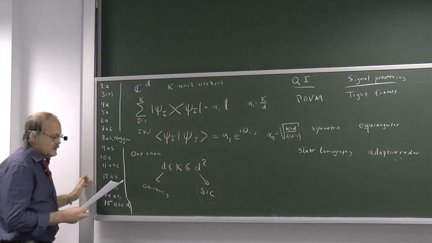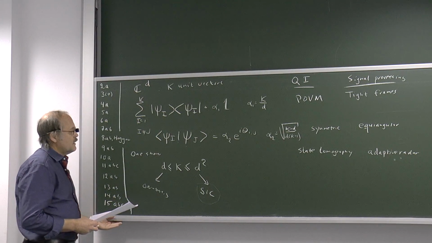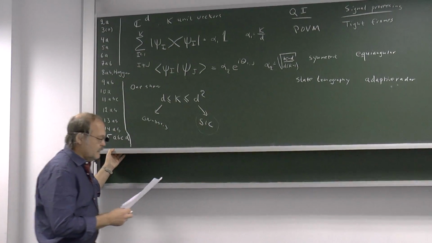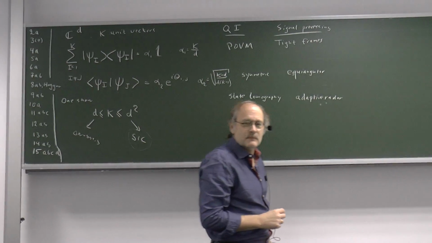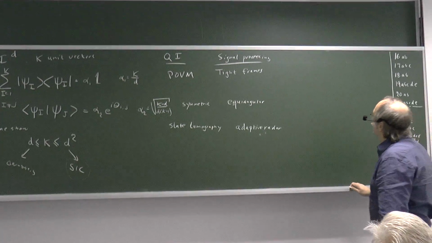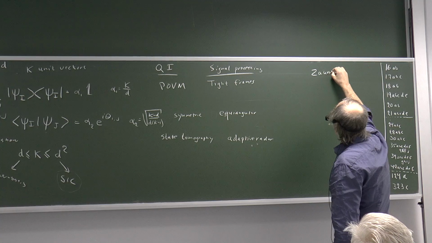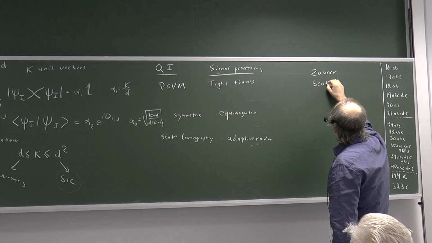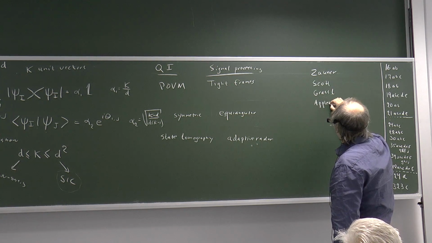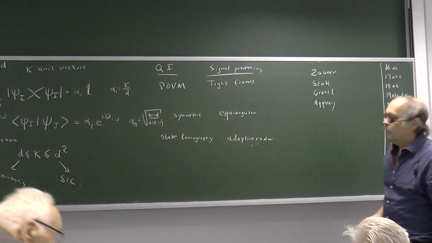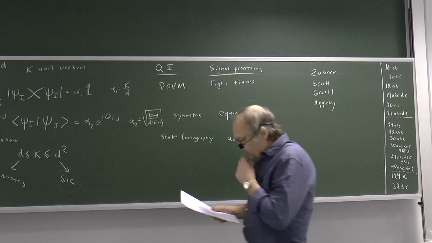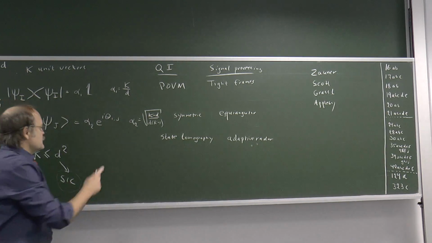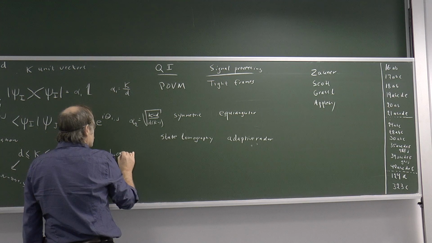So how could one possibly find such things? It turns out to be very hard to actually find them. So that I don't have to put references all the time, I should mention who the main people in this game are. Gerhard Zauner started it all, and then it was pursued by Andrew Scott, by Markus Grassl, and by Marcus Appleby, and these are still the main players, so to say. Most interesting papers were written by them, not all of them, but most of them. So in order to find such things, it seems natural to look for a group.